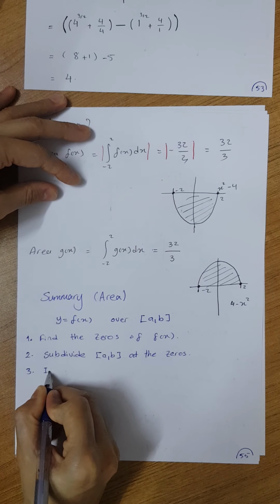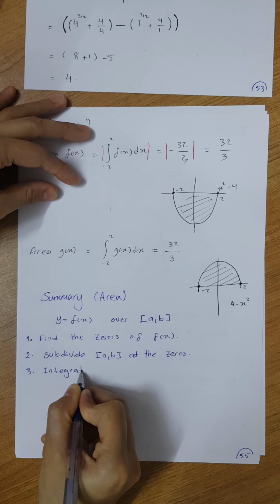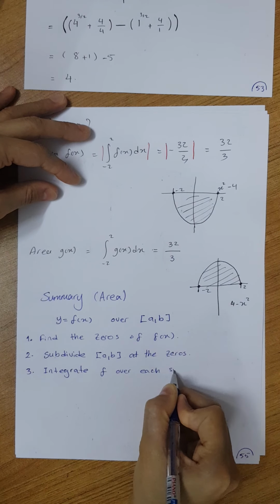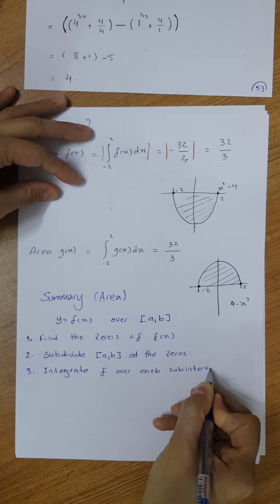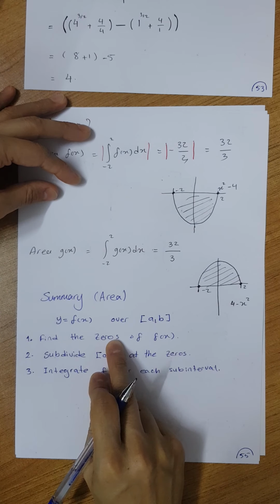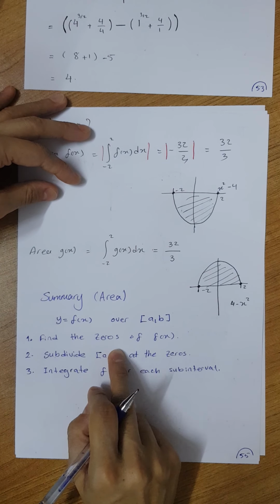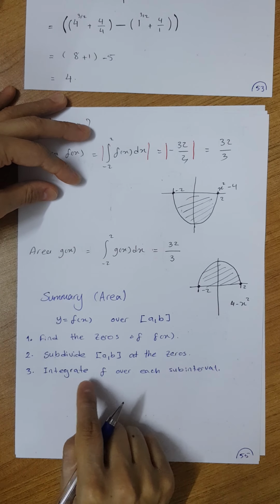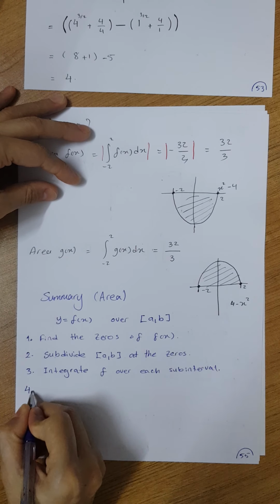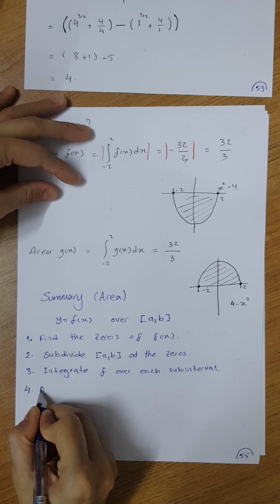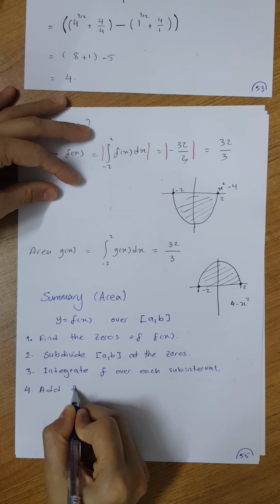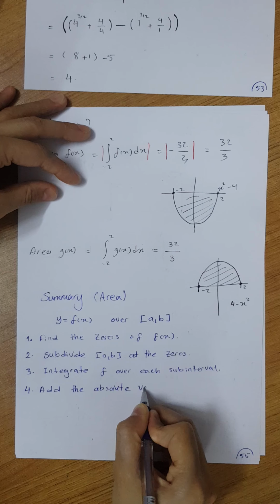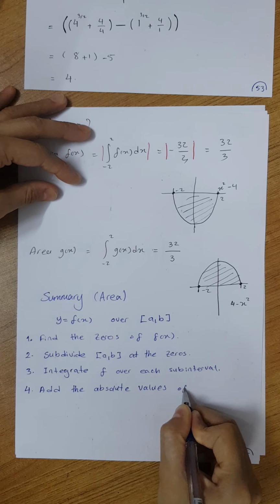Then we are integrating the function f over each subinterval. What we are doing here, we found the zeros. Those zeros made that interval into subintervals, for example, into 2 intervals, 3 intervals. Over each interval, you are integrating the function f. Okay, that is given to you. The fourth thing that we have to do, we have to add the absolute values of the integrals.